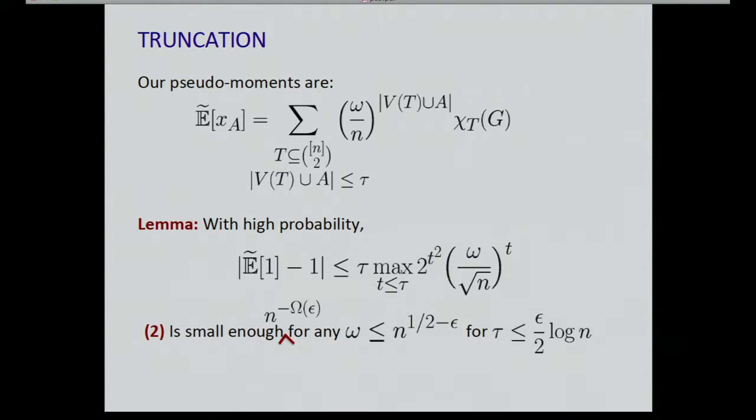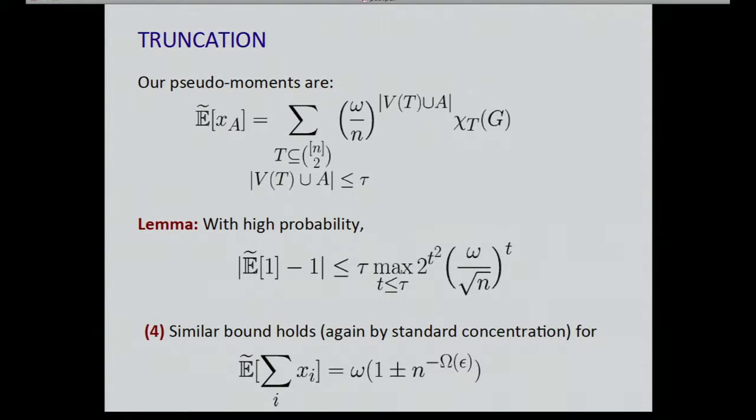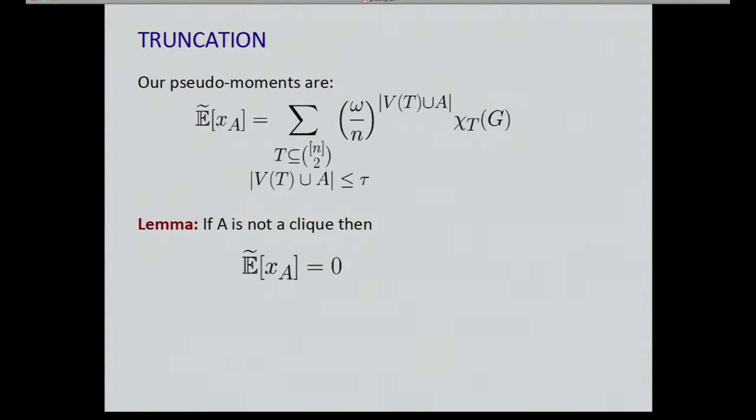But if you choose tau to be about log n, then you can make this deviation extremely small, enough so that you can correct it and make it exactly equal to 1. And the same types of deviations allow you to show that things like the sum of x_i is also very close to omega, to fool another SOS constraint. The rest of the skeleton is kind of neat: once you have this definition, things just fall out for free.